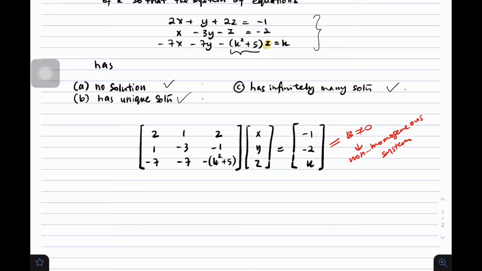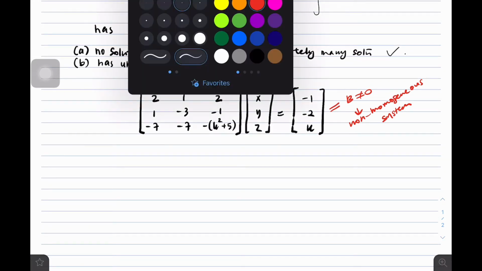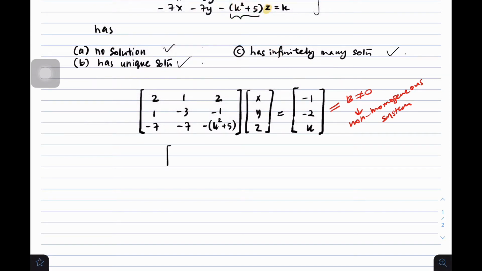system. Okay, so next, what you need to do is you need to write this matrix in the form of an augmented matrix. Okay, so let's write this one: 2, 1, negative 7, 1, negative 3, negative 7, 2, negative 1, negative k square plus 5. Okay, and you have the constant negative 1, negative 2, and k here. So this one is your augmented matrix.